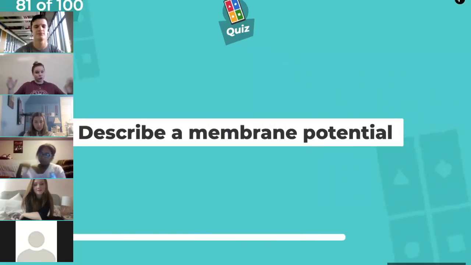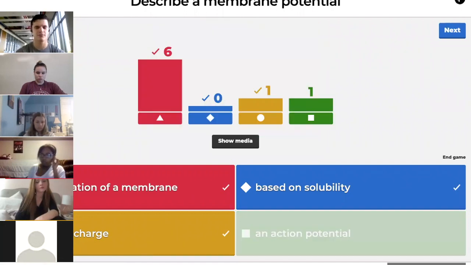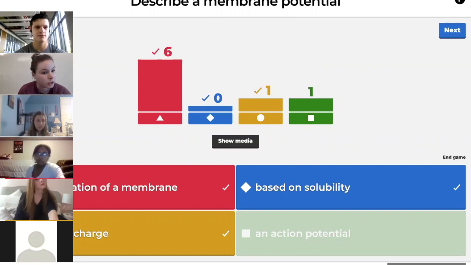Describe a membrane potential. Yes. Cool. It is based on solubility. It's based on the movement of ions, which tells me about solubility. It's also based on charge. Does anyone remember what the magic number of the resting membrane potential is? I know it has a 7 in it. So it's -70 millivolts. It's -70 millivolts is our resting membrane potential.